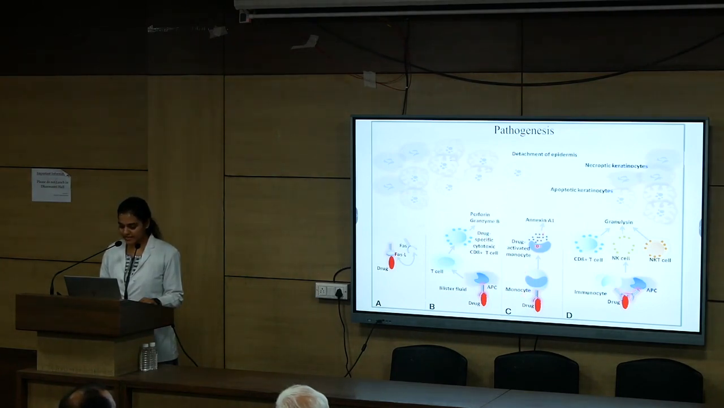In C, the drug-activated monocytes release annexin A1, which causes necroptosis of keratinocytes. In D, which is the most commonly accepted pathomechanism, the drug interacts with CD8 positive T cells, NK cells, and natural killer T cells, which release granulysin, which induces apoptosis of keratinocytes, which leads ultimately to the epidermal detachment.